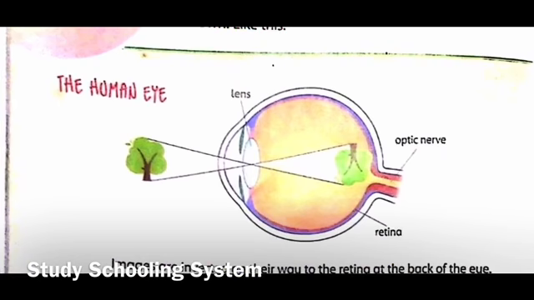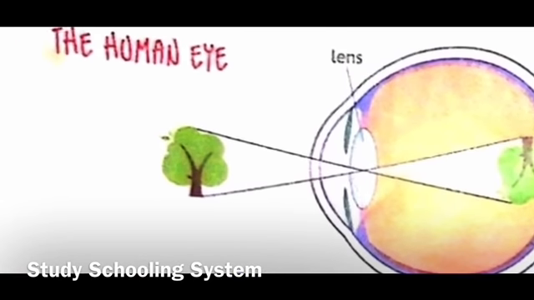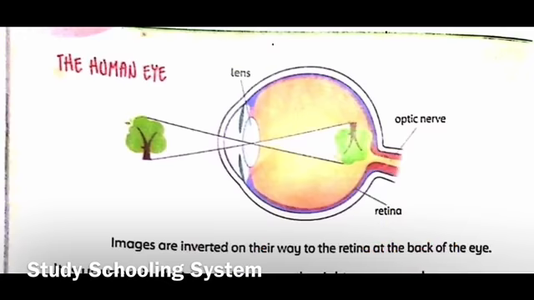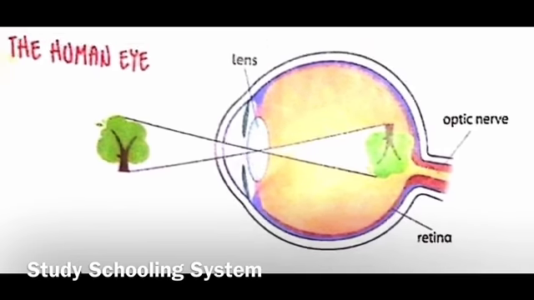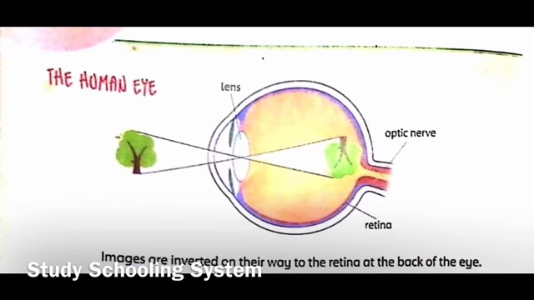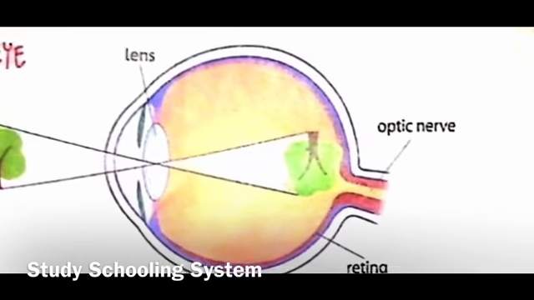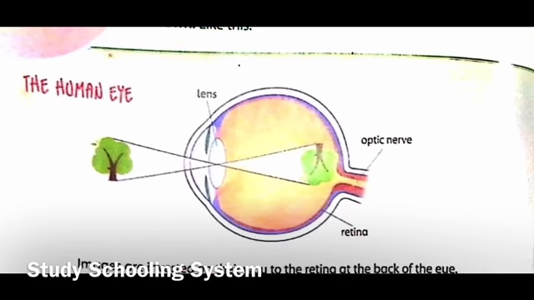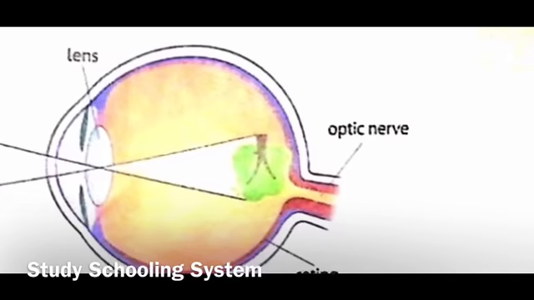So in this diagram, you can see that we are looking at a tree. Our eyes are looking at a tree. So we're looking at it due to the light rays that bounced back to us, and the retina created the image in our eye. However, it appears to us upside down, like this.